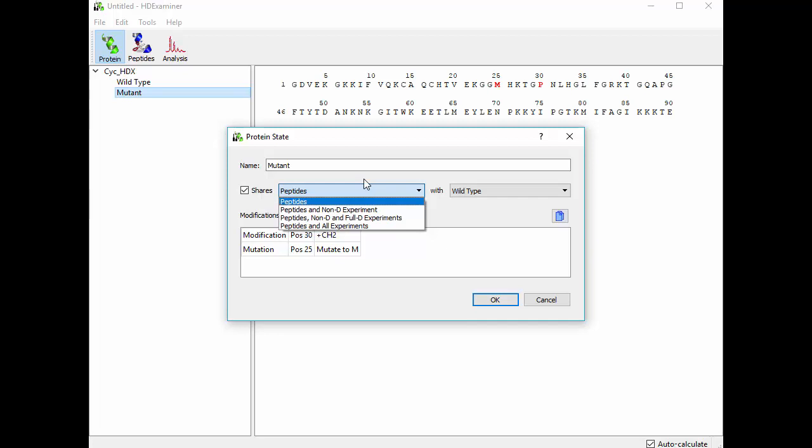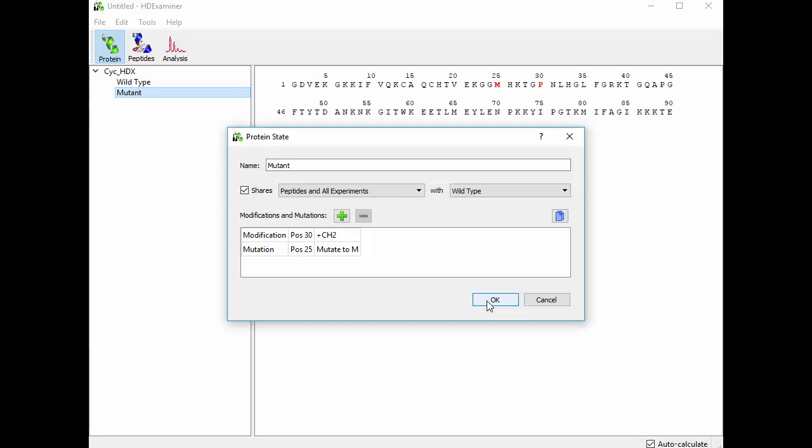So if you are doing a protein with modifications that may or may not be there, and they're all mixed together in your sample, then what you can do is run your time course, have your experiments, and then set up your two protein states with, in this case, wild type or mutant, or modified versus unmodified, and then tell HDExaminer to share all of the experiments. And what this will do is when you go to calculate your data, it will separate those into two protein states, but where the peptides are the same, it will use the same data and do the same calculation.